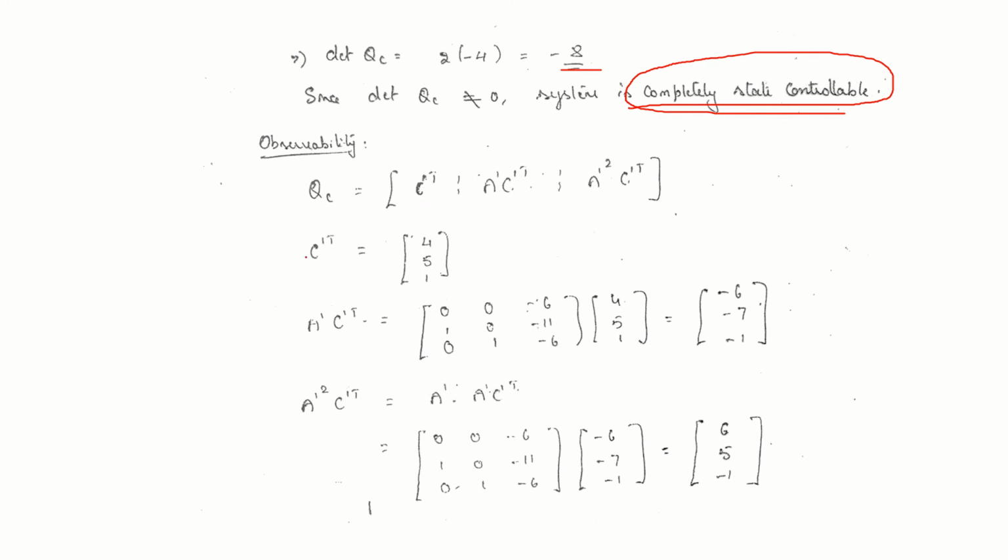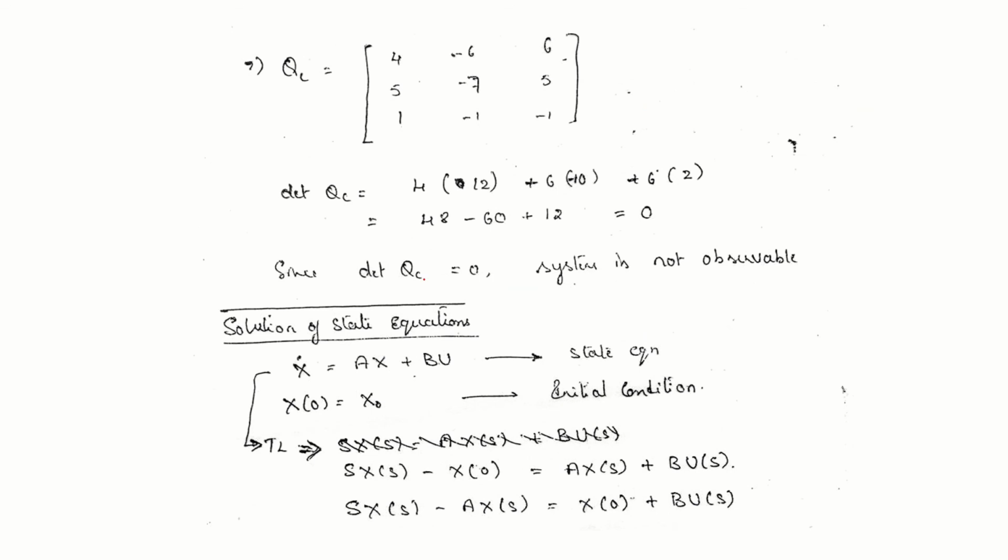Whether it is observable or not. Okay. So transpose, already C transpose was there. Dash means transpose, 4, 5, 1. Similarly, A matrix transpose, change the rows into columns. You will get this. Then you get this one. Then again form the composite matrix and find its determinant. Okay. So determinant QO is equal to 0. So system is not observable.